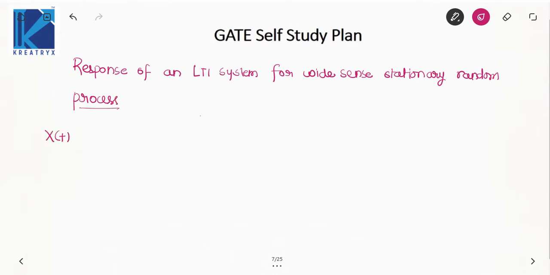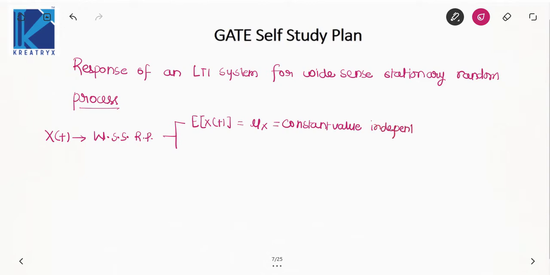Suppose we are considering x of t as a random process. So this x of t, I'm saying that it is a wide sense stationary random process. What does it mean? It means if I take the mean of this random process, then it will come as mu x, which is a constant value independent of time. So for a wide sense stationary process, the mean should be constant.